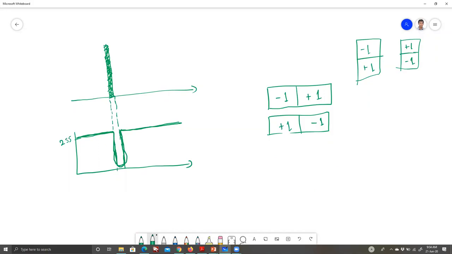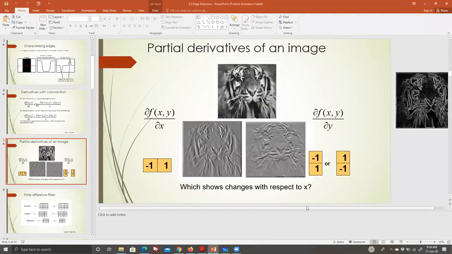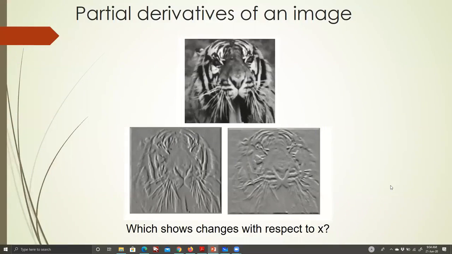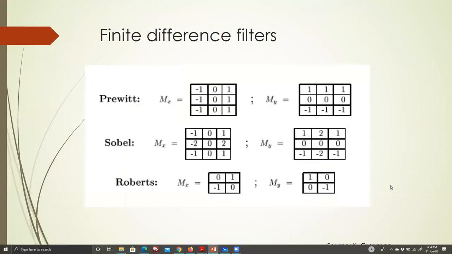Okay, so let's see how it exactly works. Basically there are multiple filters and different scientists have worked on them. You will see there are two parts: one is x and one is y. Because your picture has two dimensions, x and y, you will have to differentiate along x and y as well.